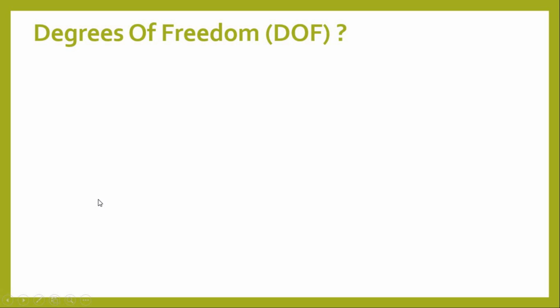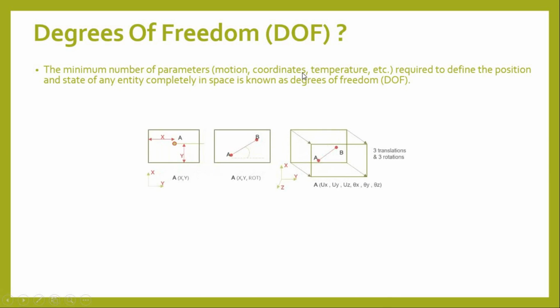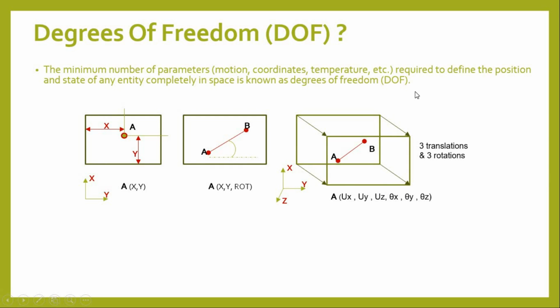Then the next term that is very important: degrees of freedom. The minimum number of parameters, like motions, coordinates, temperature, required to define the position or state of any entity completely in space is called degrees of freedom. When we talk about a single point, let's consider point A, which is defined by two parameters, x and y. So these are nothing but 2 degrees of freedom for this point. When we talk about a line, we need 3 parameters to define this line along this point: x, y and rotation.